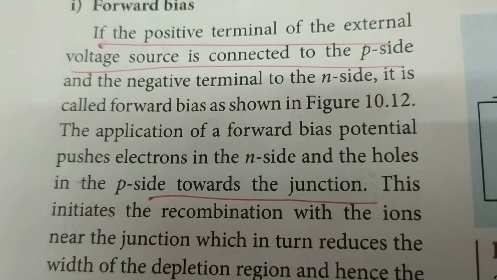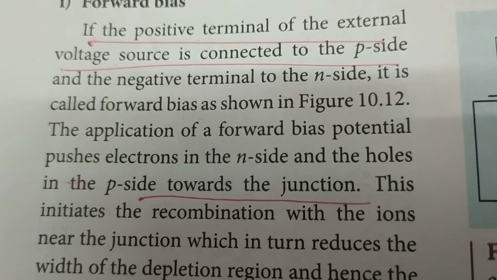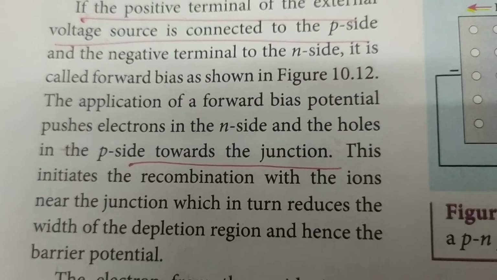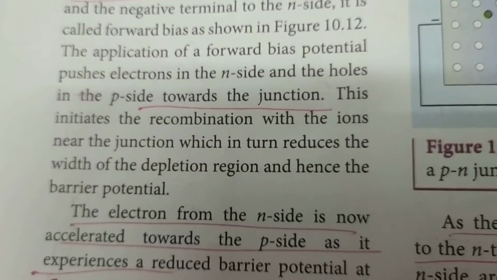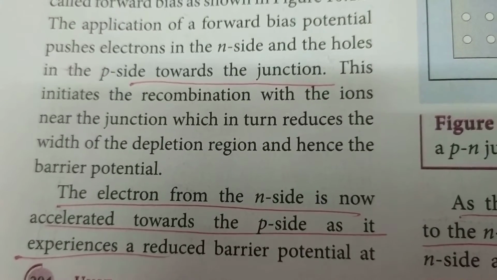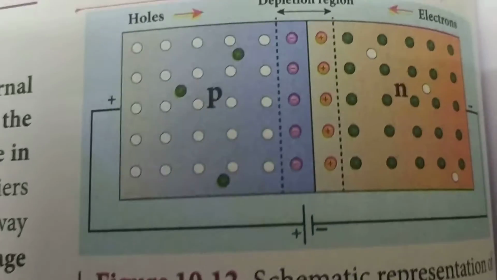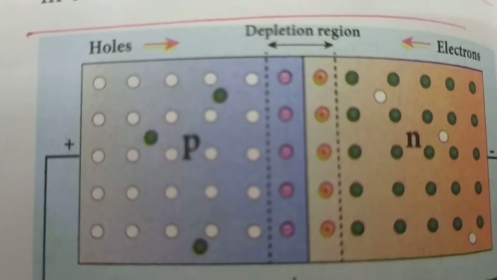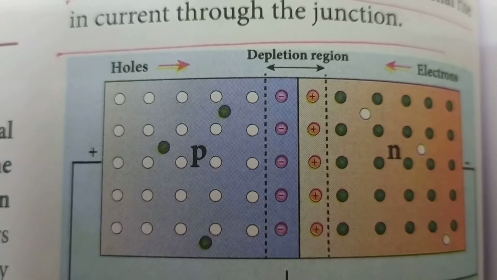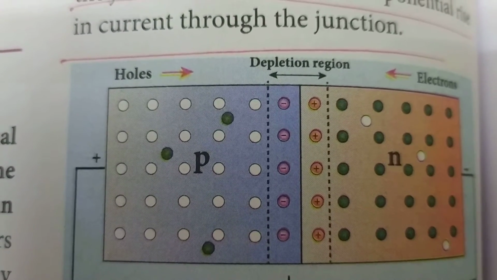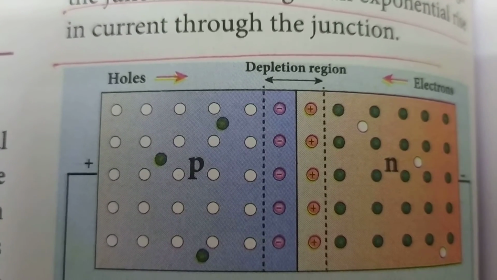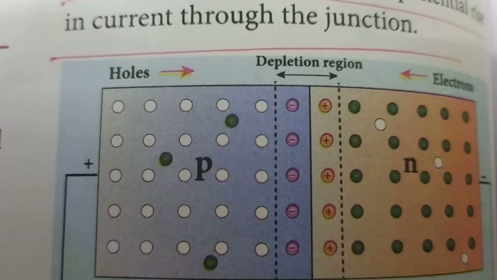When this is connected, the electrons in the n side and the holes in the p side move towards the junction. Initially there will be recombination between the holes and the electrons, and the electrons from the n side are now accelerated towards the p side. So what happens to this barrier? The barrier will reduce in size now. You see, the center region is now reduced in size. The negative ions and the positive ions will decrease. The number of these minority charge carriers will decrease.